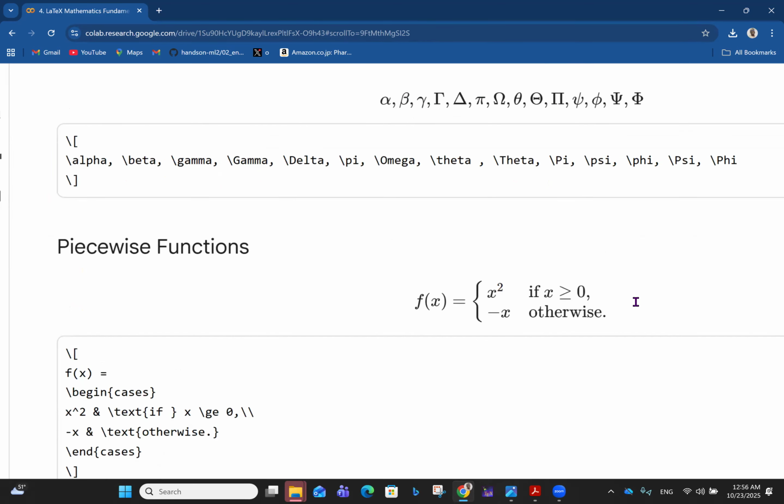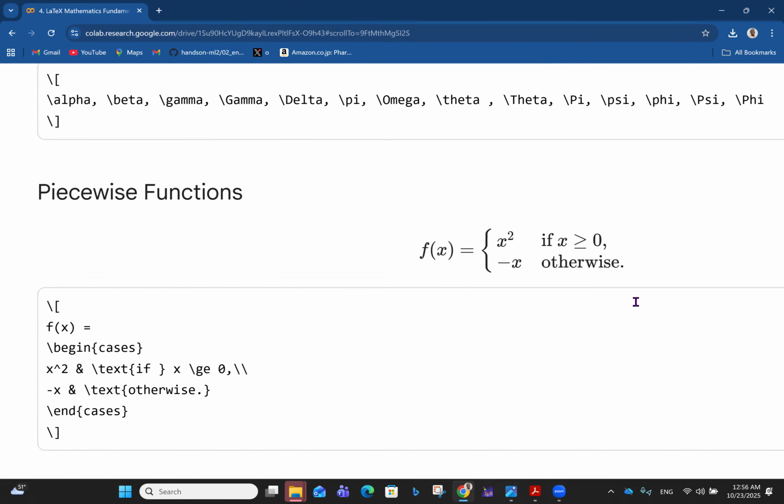So piecewise functions now. If you know some maths already, a piecewise function is a function that has different values within different intervals. For instance, you have f of x equals x squared if x is greater than or equal to 0, but it is minus x when x is less than 0. That's what this simply means. So if it is x squared when x is greater than or equal to 0, when x is less than 0, it is simply minus x.